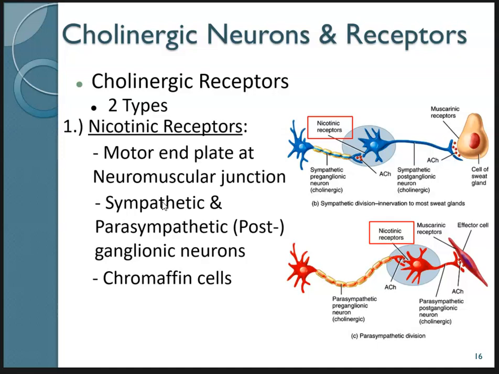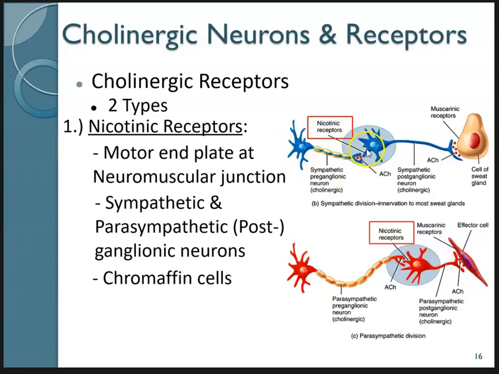So motor end plate of the neuromuscular junction. But all of those ganglions, the postganglionic neurons, the ganglions themselves will be the recipient of the preganglionic neuron, right? So they have to have the nicotinic receptors. Chromaffin cells will behave the same because they can receive the preganglionic neurons from our sympathetic nervous system.